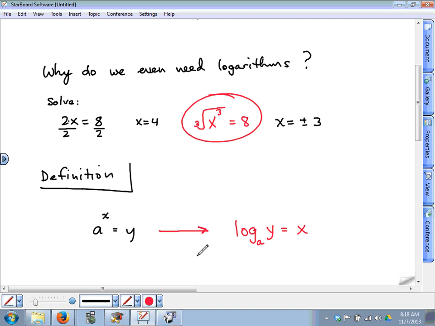Notice the similarities. This equation that I'm circling on the left, what's its base? Okay, now the one on the right that I'm circling, what's its base? They have the same base. Okay?